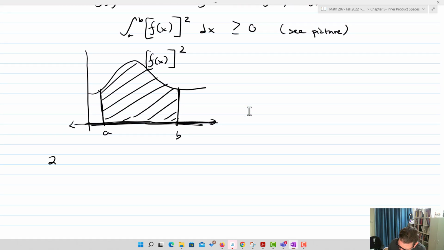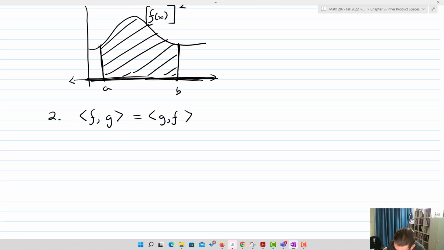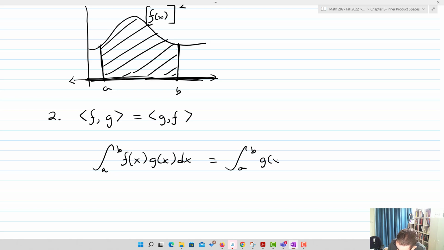What about my second property? My second property is that the inner product of f and g will equal the inner product of g and f. Well, properties of integrals should tell you that that's going to be the case. I've got the integral from a to b of f of x times g of x dx, and that's certainly going to equal the integral from a to b of g of x times f of x dx, by just our properties of integrals.